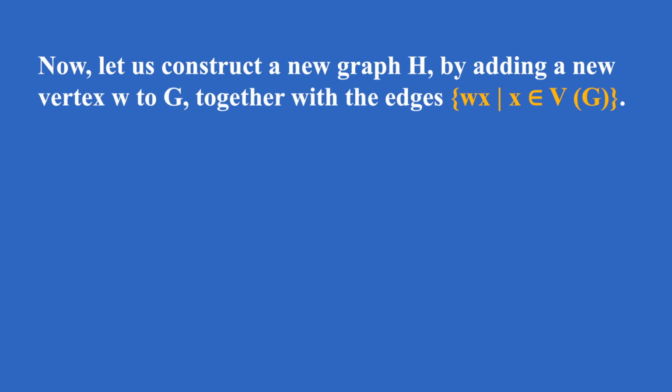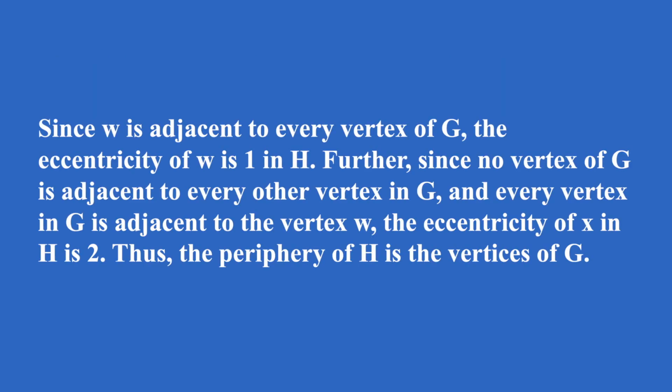Now, let us construct a new graph H by adding a new vertex W to G together with the edges Wx where x belongs to V of G. Since W is adjacent to every vertex of G, the eccentricity of W is 1 in H. Further, since no vertex of G is adjacent to every other vertex in G and every vertex in G is adjacent to the vertex W, the eccentricity of x in H is 2. Thus, the periphery of H is the vertices of G.